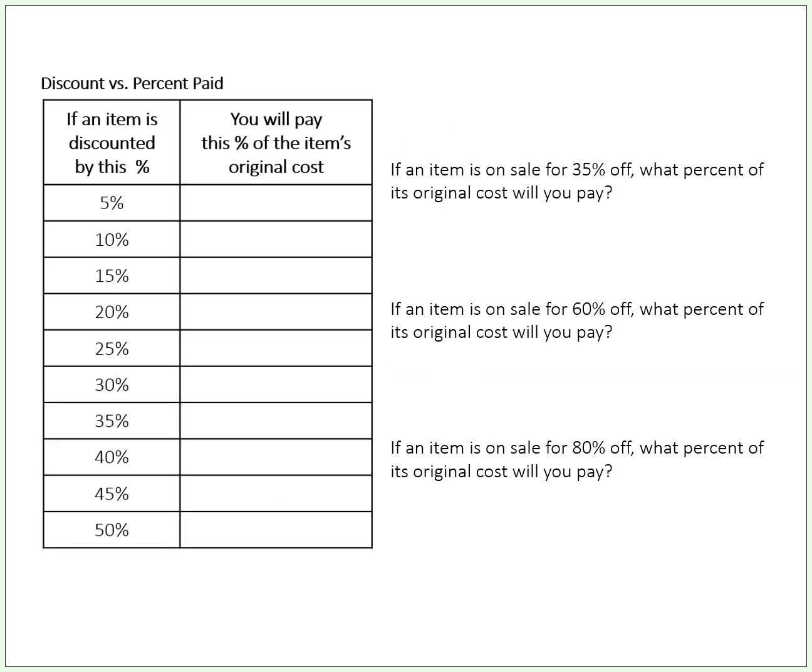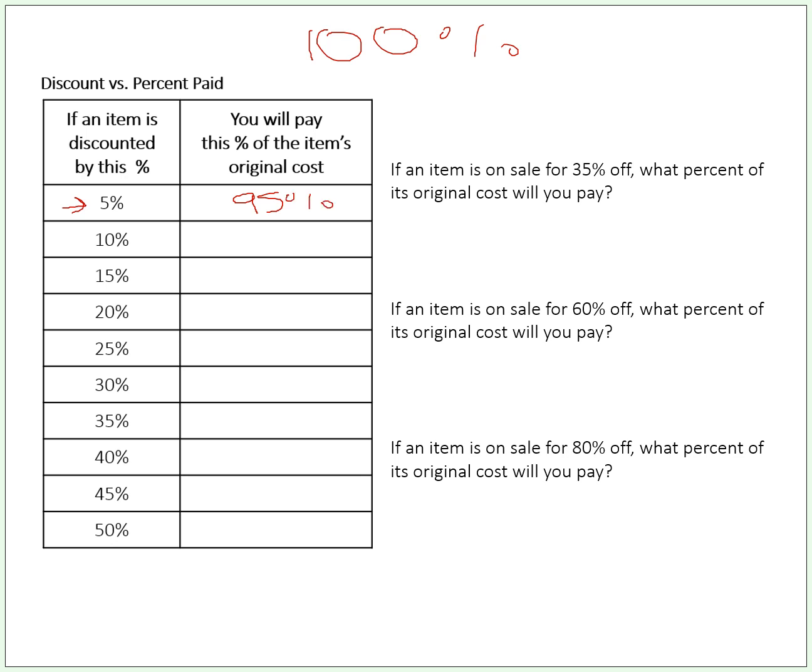So this first part you're going to work through is pretty simple. It's just talking about what percentage you're going to pay. So if I have an item and it's on sale for 5% off, well, if I'm going to pay the total amount of something, I'm paying 100% of it. If 5% is taken off, then that means there's 95% left to pay.